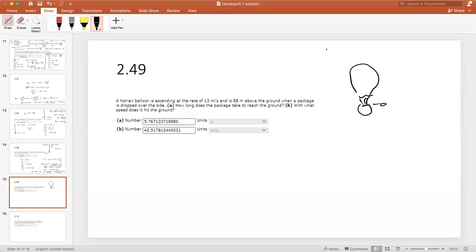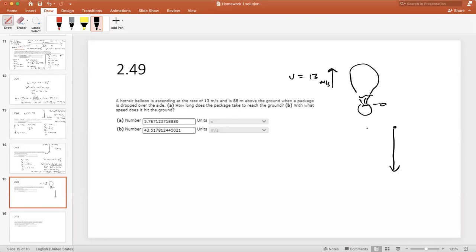But at the time that they release it, this thing is going up with a velocity of 13 meters per second, which means everything attached to it is going up, which means the initial velocity of the package is up. It begins with a positive upward velocity. If you start this package at rest, you'll get this answer wrong. So we know how high we are above the ground.